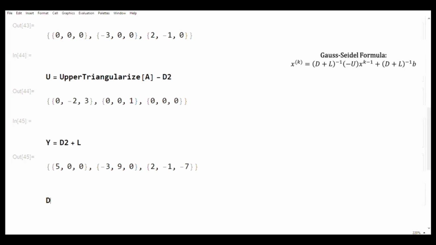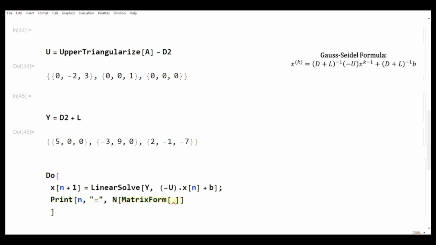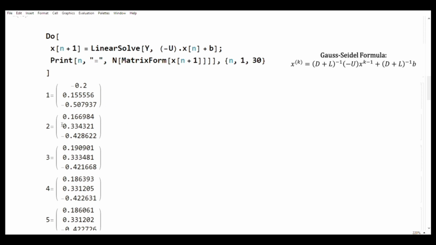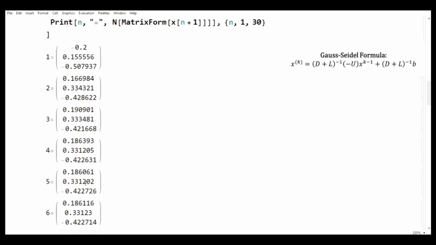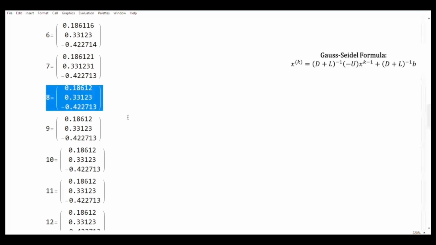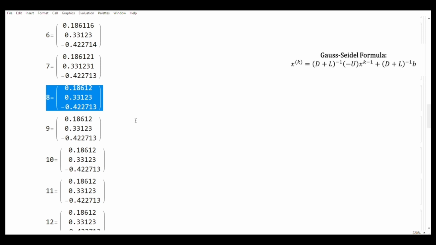Now this is the code to do the iteration. Shift enter. This is the iteration. This is the first iteration. Second iteration. Now let's see when it is going to converge. Here we can see that the 8th and 9th iterations already show the same value, so it converges at the 8th iteration.